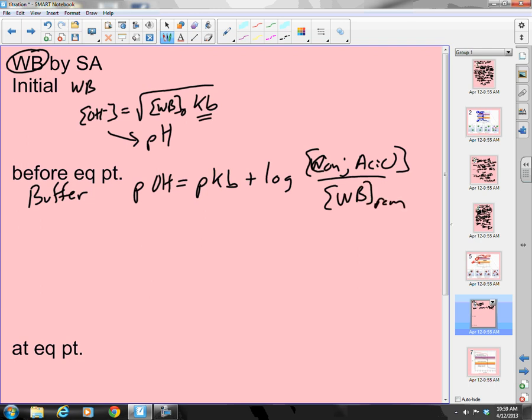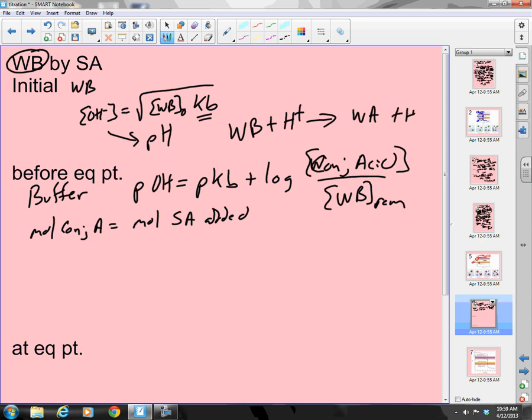So good. I need to get the moles of my conjugate acid, and so the moles of my conjugate acid are going to be equal to the moles of strong acid added. Because once again, what do we have here? I have weak base plus my strong acid is going to form my weak acid plus water. Got it? My conjugate acid. So I have moles of strong acid added.